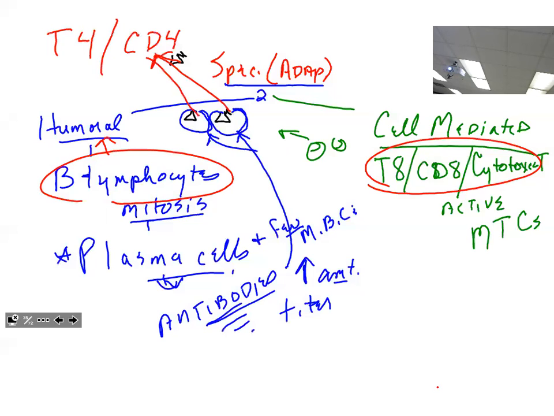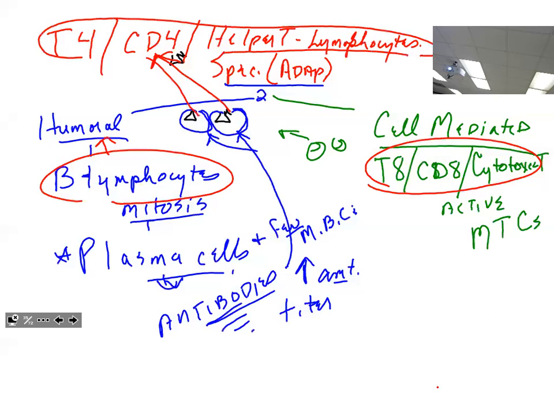CD4, T4, or sometimes referred to, and I like that when it's referred to this way, helper T. And again, these are T lymphocytes. These are helper T lymphocytes. All the same kind of cell, just different names depending on the lab. These helper T lymphocytes are circulating around, and they are your first alert that something foreign has entered the body.